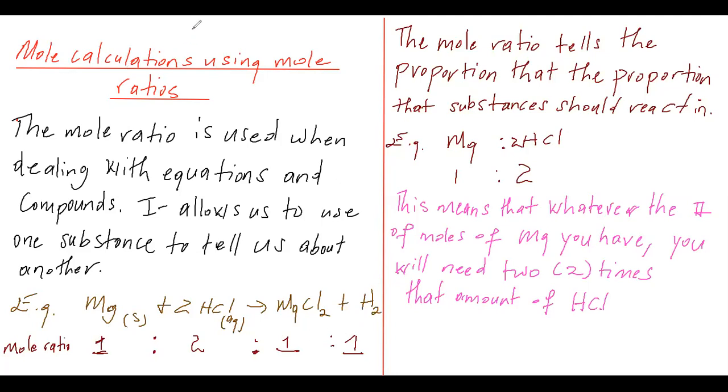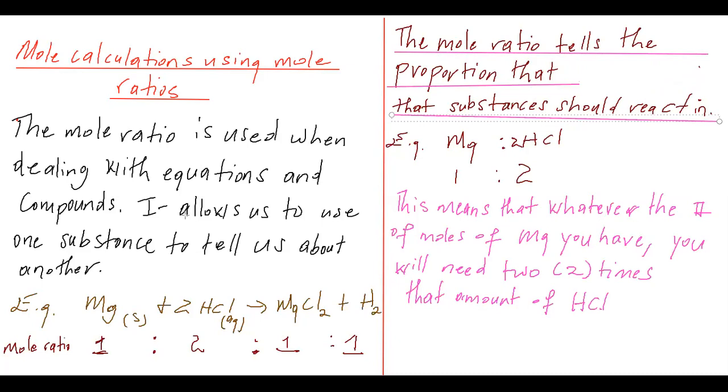So the importance of learning about the mole ratio is that it tells us the proportion that substances should react in. So basically from this equation down here, it says that there is a 1 to 2 ratio between magnesium and the HCl. That means that whatever amount of moles of magnesium you have, you would need 2 times that amount of HCl to completely react. So I'm going to now use this principle of mole ratio on the next slide to work out a question. We're going to use that same equation there.